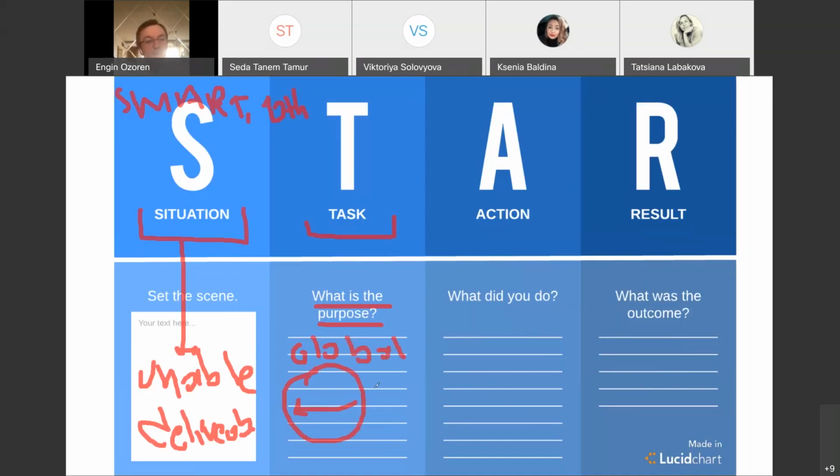And what is the other purpose? To decrease my threat of being unemployed, losing my job. Well, this is the task. My task is to avoid losing my job.